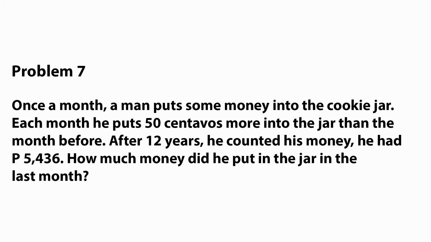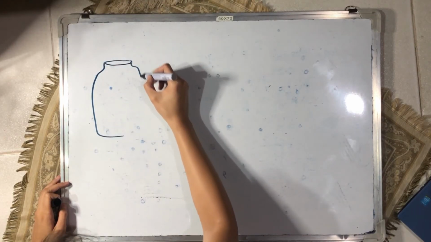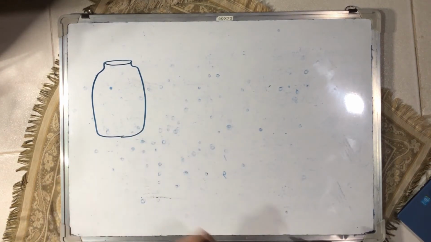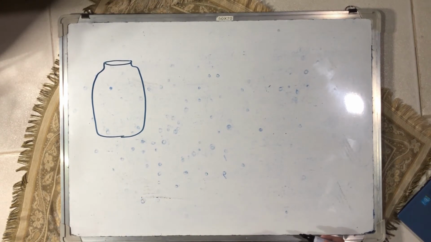Okay, so, say we have a problem here. Once a month, a man puts some money into a cookie jar. Each month, he puts 50 centavos more into the jar than the last month or than the month before. So, eto no, let's say meron siyang cookie jar daw dyan. Ayan natin. Siguro kaka-new year nito, kaya siya naglalagay dyan. Then, the man is putting money daw dito. And each month, meron daw plus 50 centavos from the previous month.